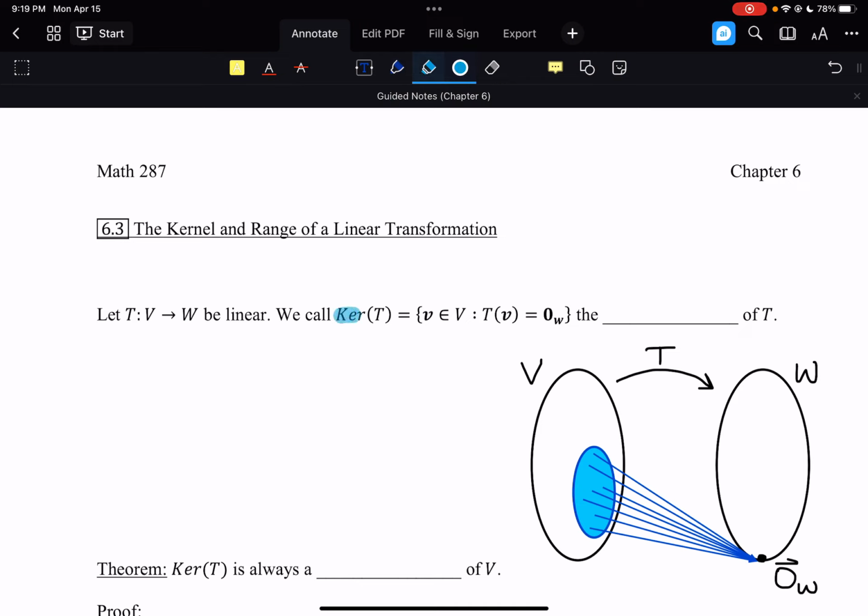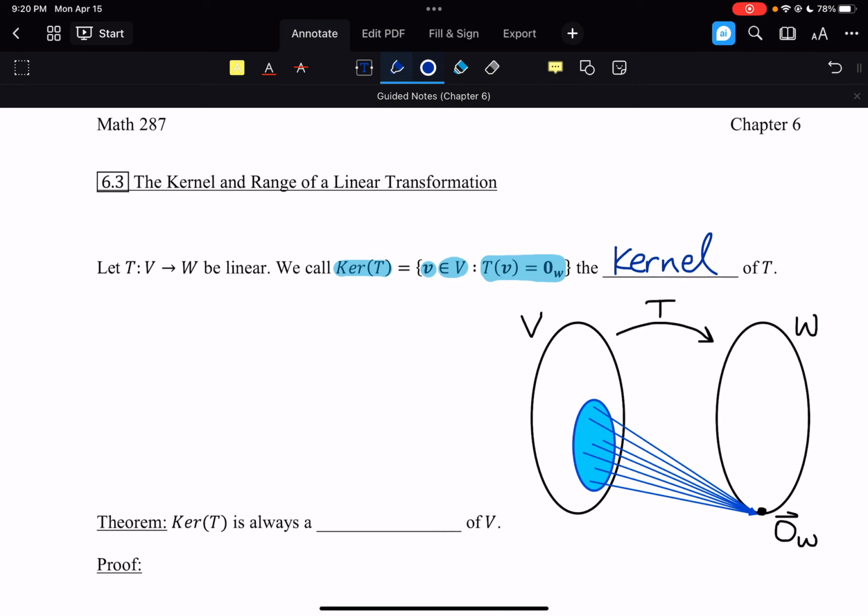The kernel of the transformation, the kernel of T, is going to be the set of all vectors in the input vector space V, such that those vectors get transformed into the zero vector in W. Okay, so the set of vectors who get transformed into the zero vector in W. This is how we define the kernel of the transformation T.